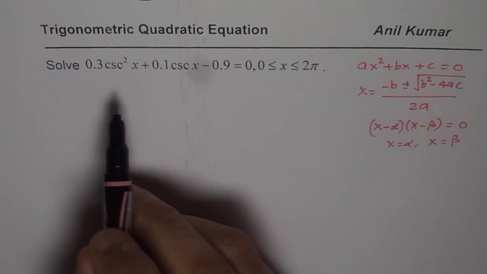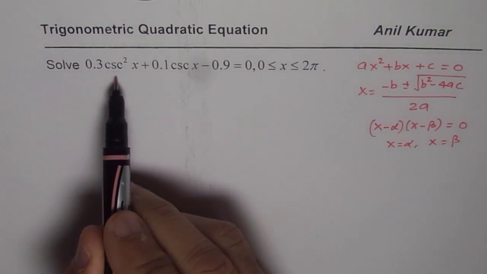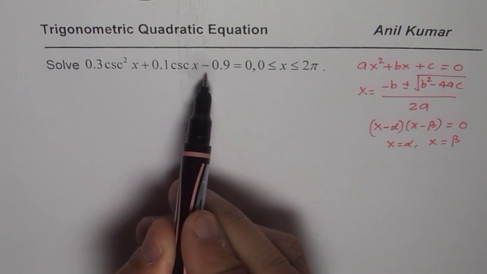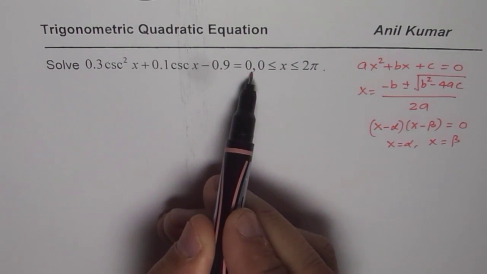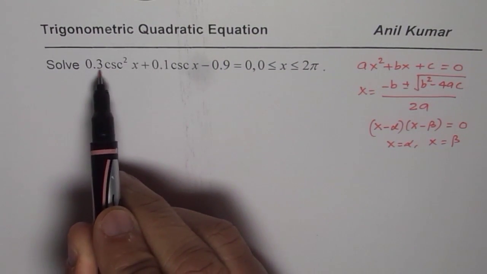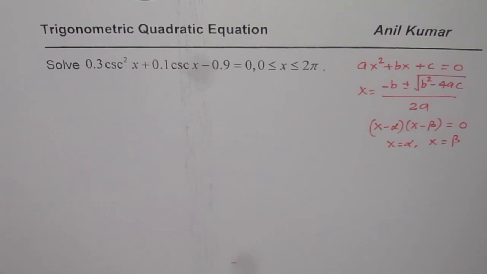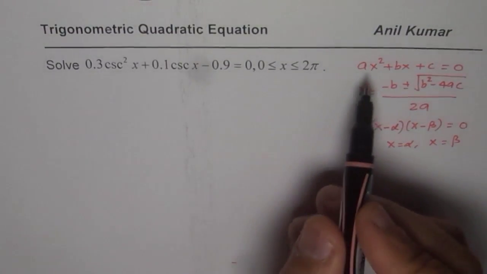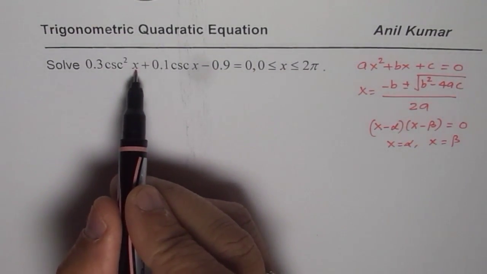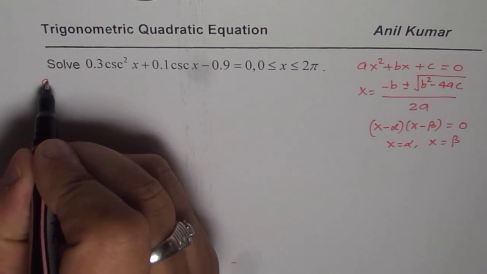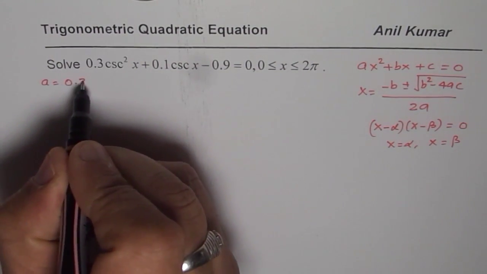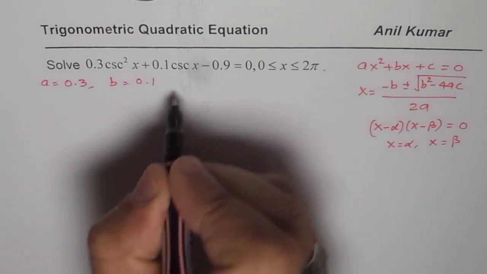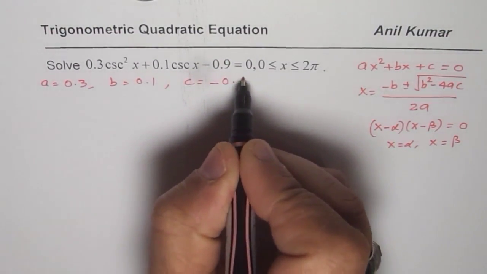Now let's look into our equation. We have 0.3 cosecant square x plus 0.1 cosecant x minus 0.9 equals 0. Now 9 times 3 is 27, and getting 1 is very difficult, right? So 3 times 7. We cannot really factor it easily, so we'll apply the quadratic formula. In this, our variable is cosecant x. Now a is the coefficient of x square, which is 0.3, b is 0.1, and c is minus 0.9 for us.